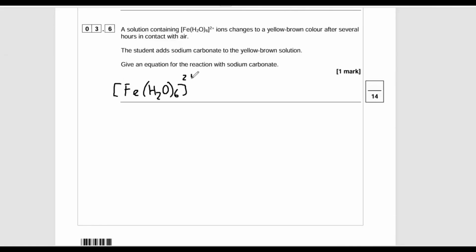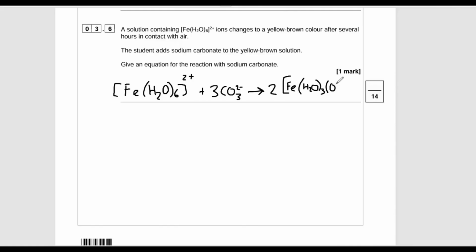You think of Fe3+, Fe2O3, like iron oxide, rust is a reddy brown color. This goes yellowy brown. So again, it's in the Fe3+ state. It gets oxidized basically. The student then adds sodium carbonate to this [Fe(H2O)6] 3+.